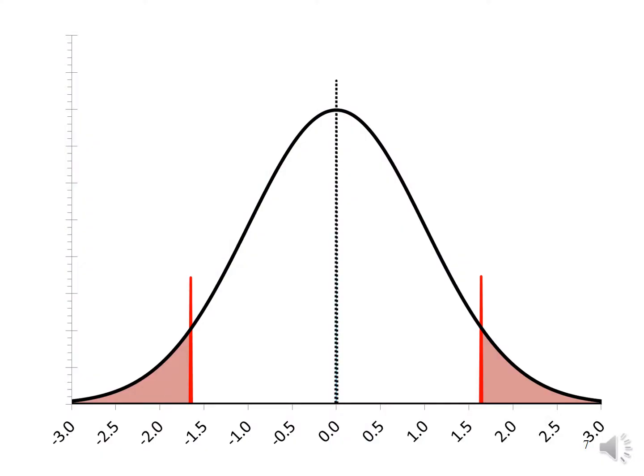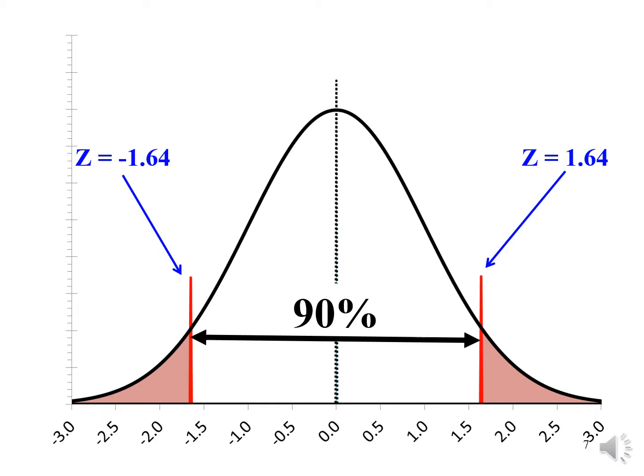For example, we know that 90% of our distribution, in this case our sample means, fall between a z of negative 1.64 and a z of positive 1.64, with 5% of the scores falling below negative 1.64 and 5% falling above positive 1.64. We can think of that positive and negative 1.64 as bounds for 90% of the distribution. They're the fence that contains 90% of the distribution centered around the mean.